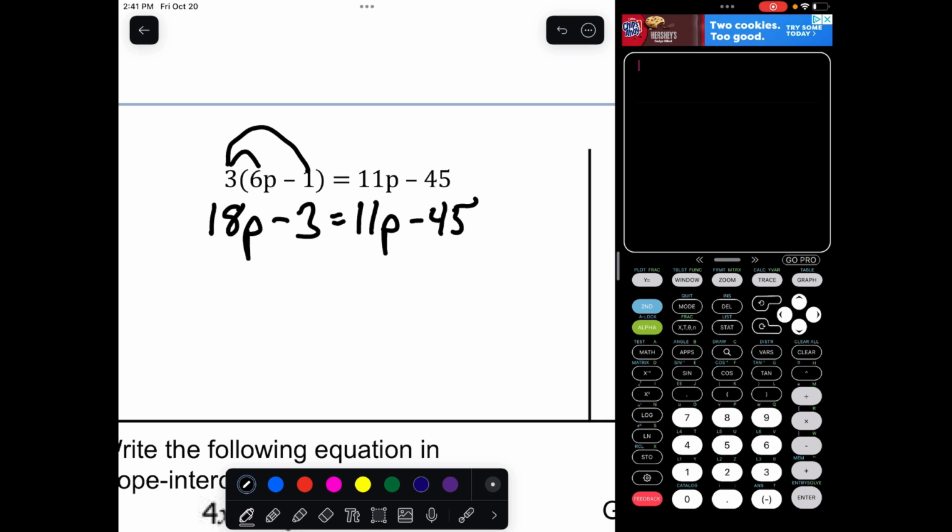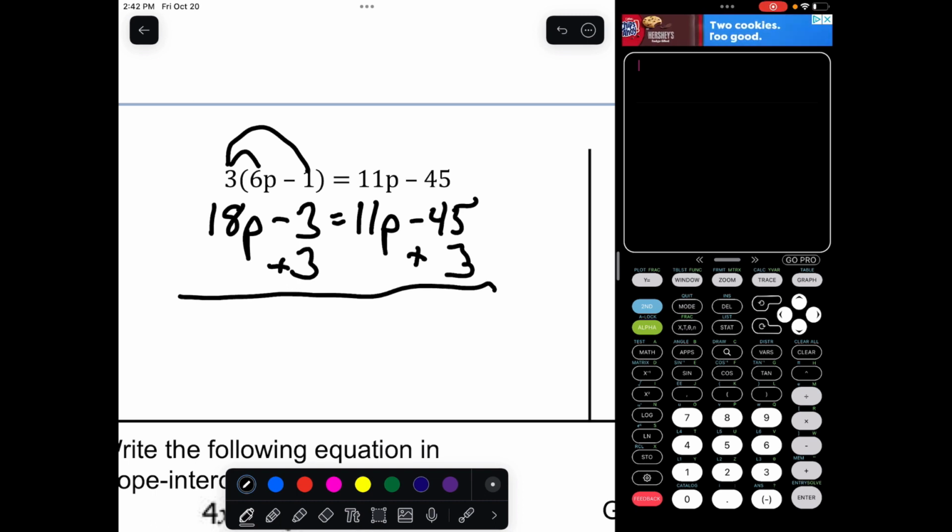So here we go. The 18p has a variable. It's already on the left, so we're going to keep that on the left. My -3 has no variable attached to it. That's a constant term. I want to move that to the right. So I'm going to say plus 3. If you start off by moving the 11p to the left, that's fine. You can do that too. It does not matter the order in which you move things around. So plus 3 on the left-hand side of the equal sign. Our rule is that what we do on one side of the equal sign, we do to the other. So I'm going to plus 3 on the right.